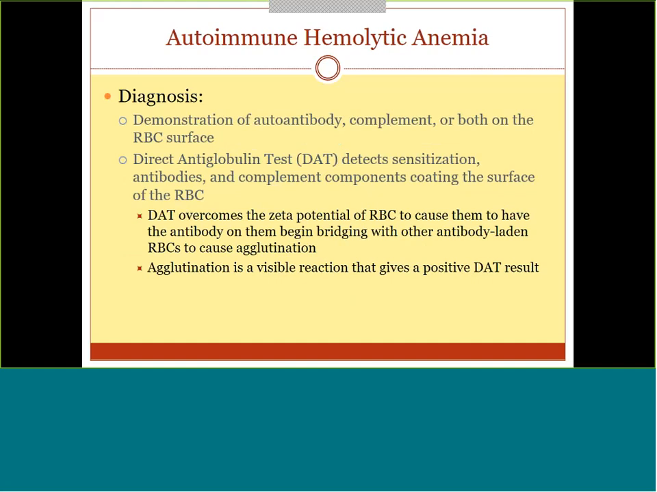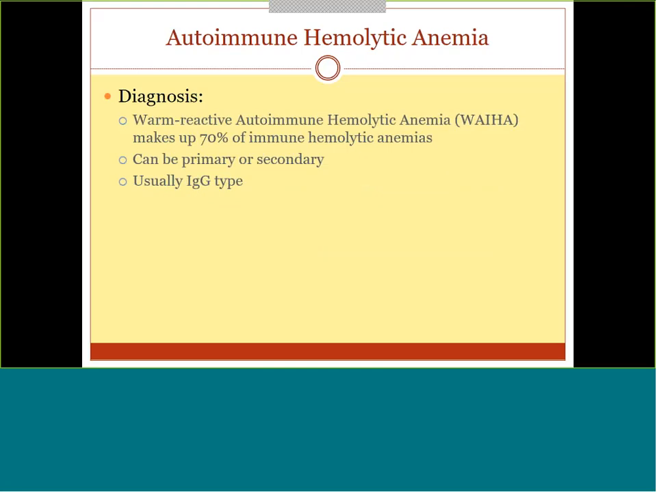But essentially what the DAT is going to help tell us is if there's an antibody attached to the surface of that red cell. If there is, in this test, they will agglutinate together and show up as a positive, and that positive DAT result tells us, yes, there are antibodies attached to the red cell surface causing hemolysis. So that's it. You don't have to know anything else about it. You'll learn it all in blood bank, and that's the class where you'll have to really know it.